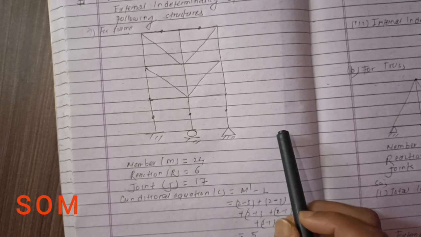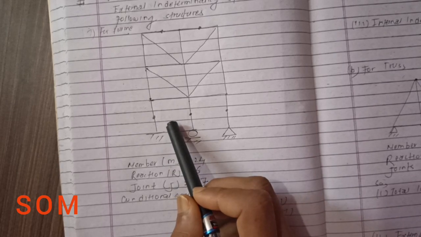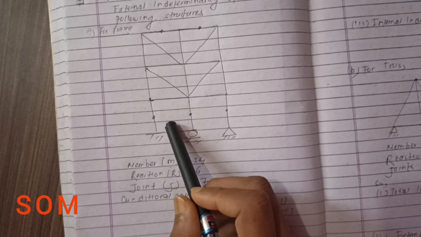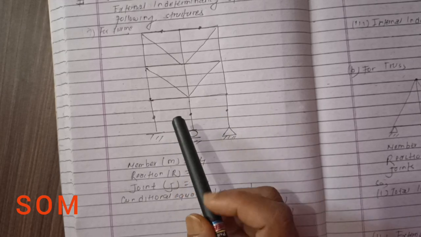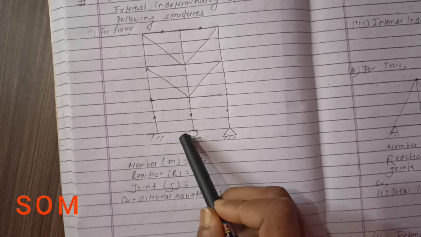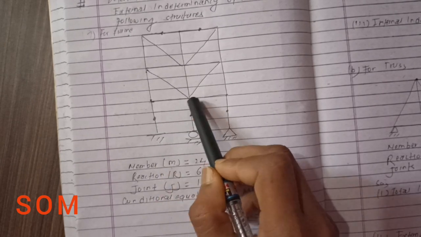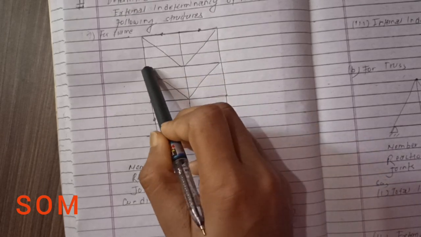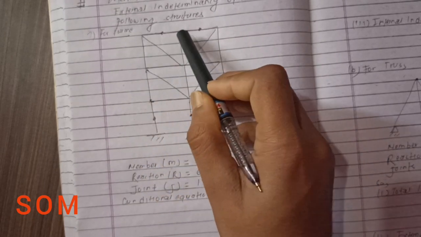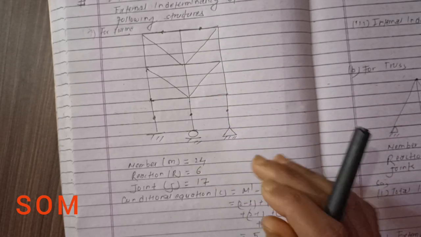And joint, I already told you, joint means where there is movement or creation of bending moment. So how many joints are there? 1, 2, 3, 4, 5, 6, 7, 8, 9, 10, 11, 12, 13, 14, 15, 16, 17. So there are 17 joints connecting two members.